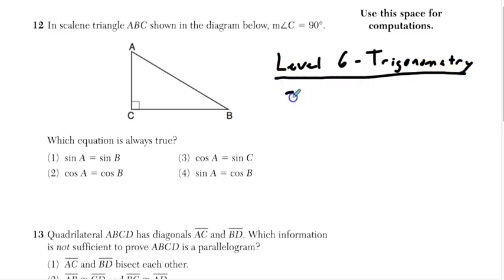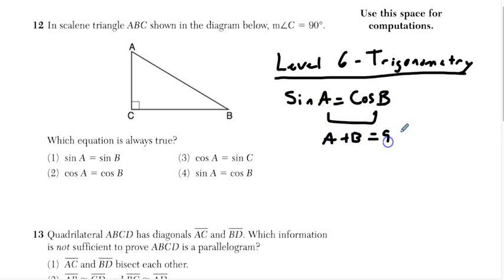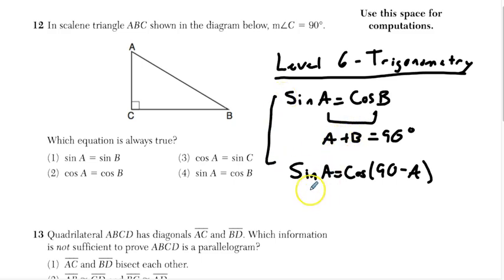One is this. The sine of A is equal to the cosine of B. And that's only true if A and B are complementary or add up to 90. We'll use that language. A plus B must equal 90 degrees. And the other formula you have to know is this. The sine of A is equal to the cosine of 90 minus A, which is basically the same formula. These two you got to know. Sine of A equals cosine B, or sine A equals cosine of 90 minus A.